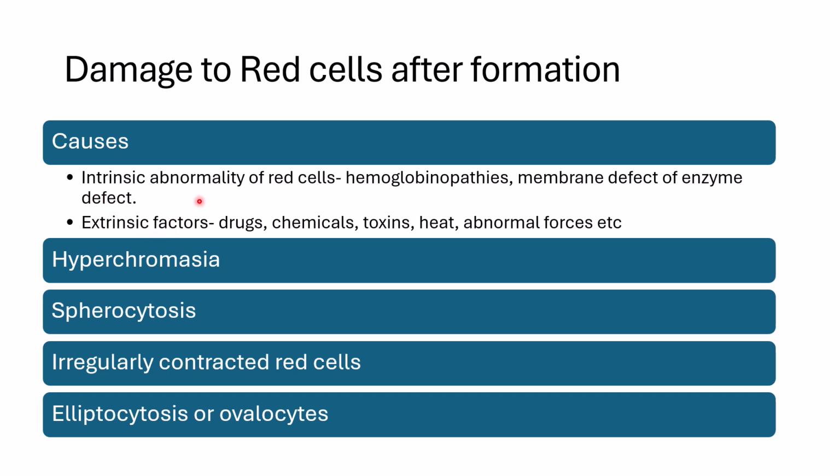In intrinsic factors, we are going to study different hemoglobinopathies and membrane defects due to enzymes, because that leads to more fragile boundaries of the RBC, because of which they lose their shape. And extrinsic factors include the influence of drugs, chemicals, toxins, heat, and abnormal forces. So under this heading, we are going to study hyperchromasia, spherocytosis, irregularly contracted RBCs, and elliptocytes or ovalocytes.